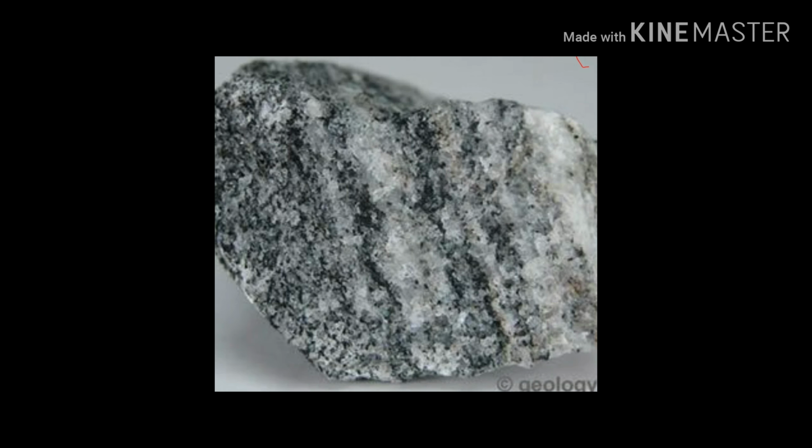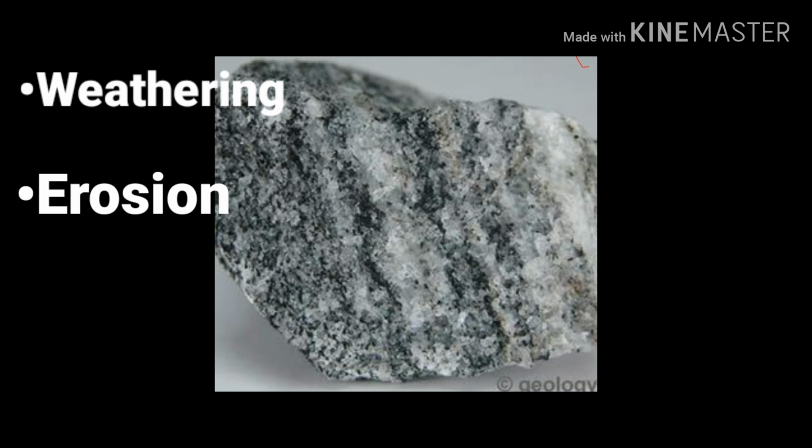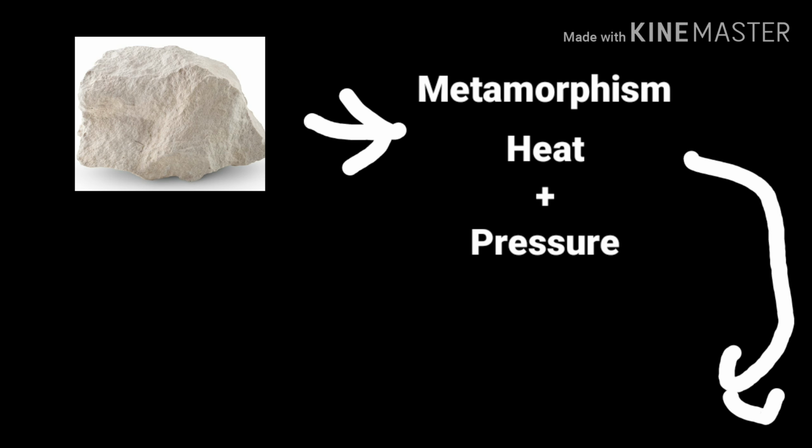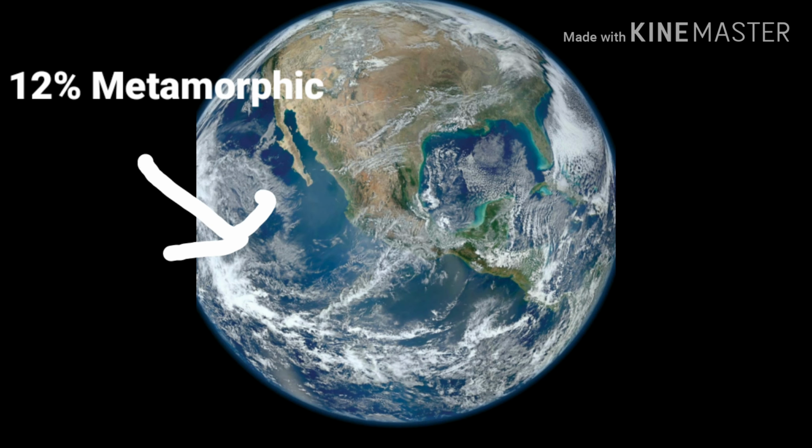The next rock I'm going to cover is metamorphic. These are rocks that have undergone change like weathering or erosion. These rocks are formed by pre-existing rocks that have gone through a process called metamorphism, where the rock is subject to extreme heat or pressure, causing physical and chemical change.